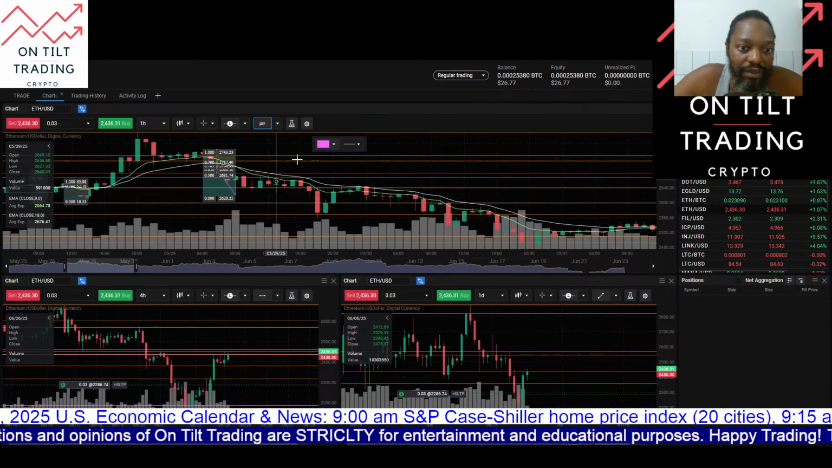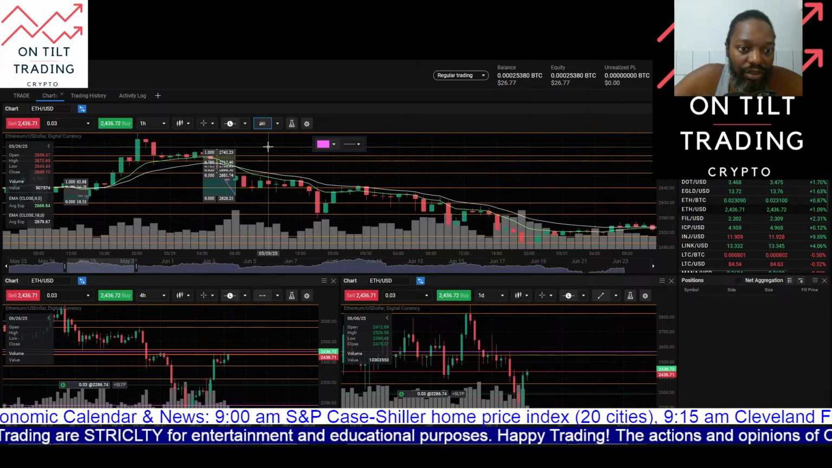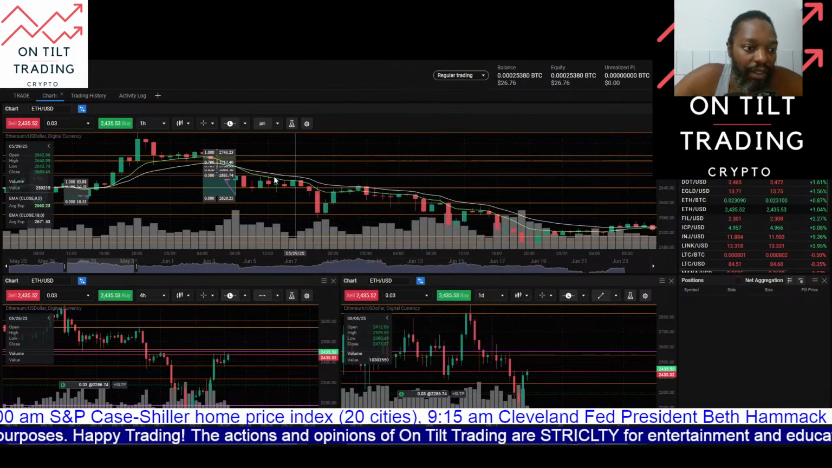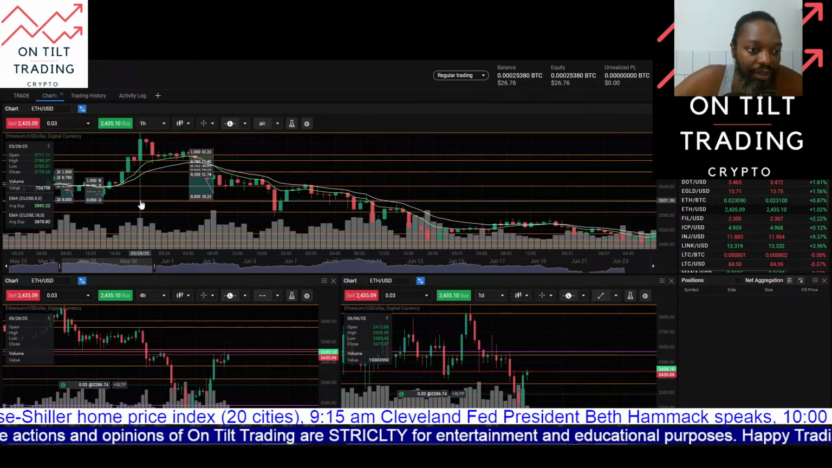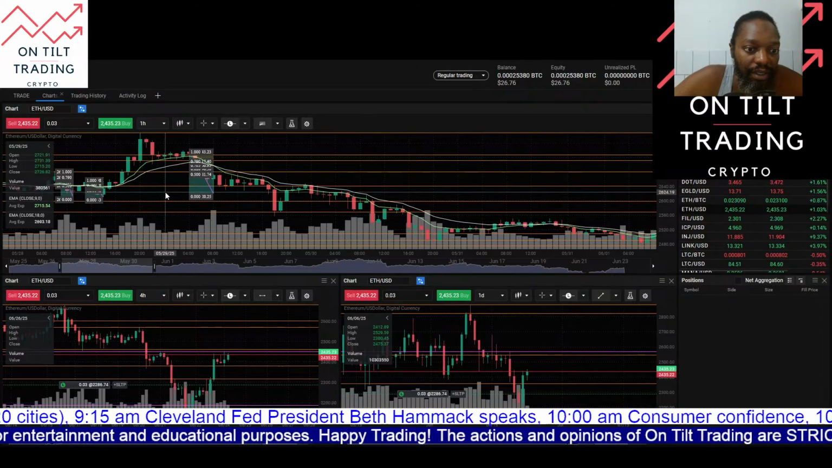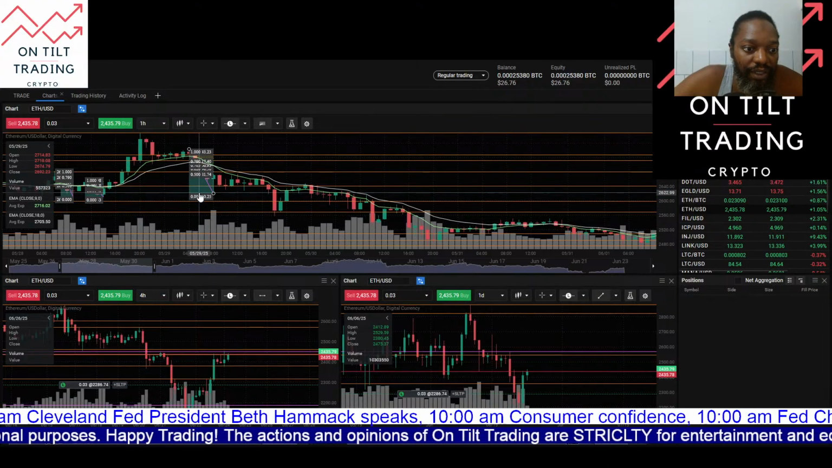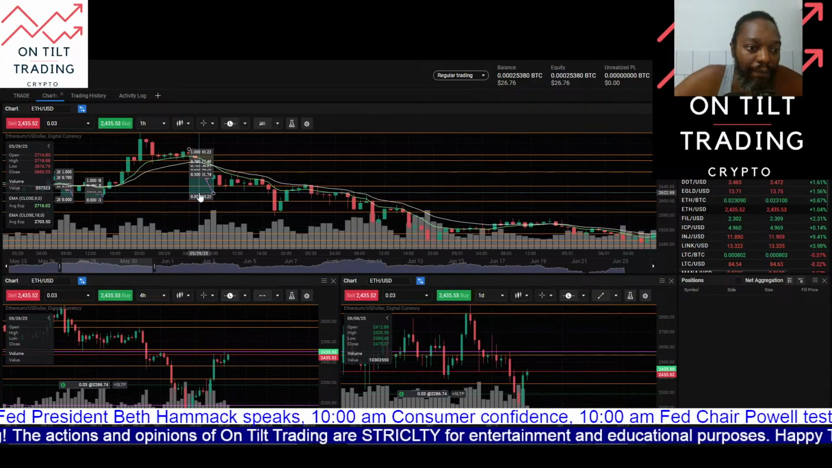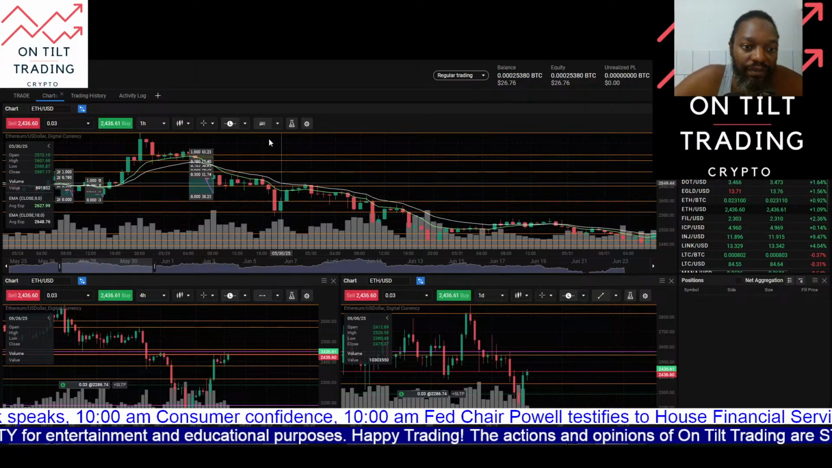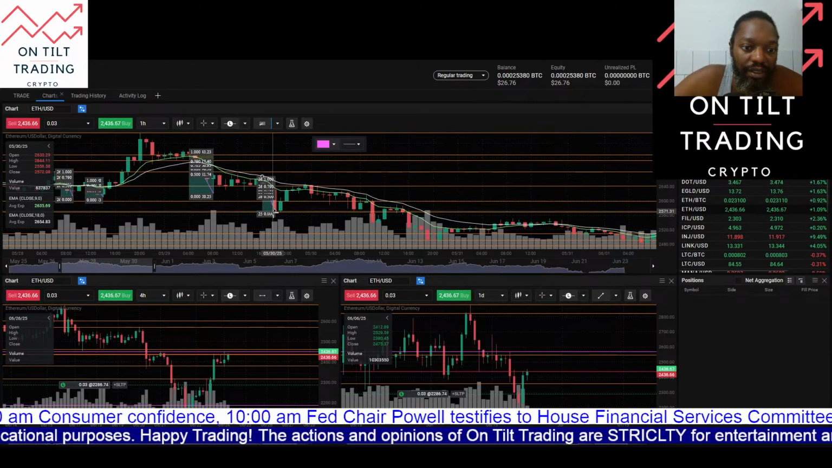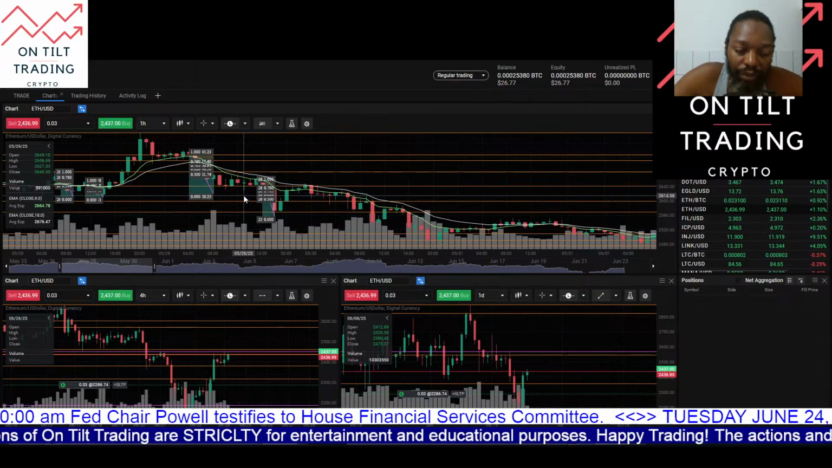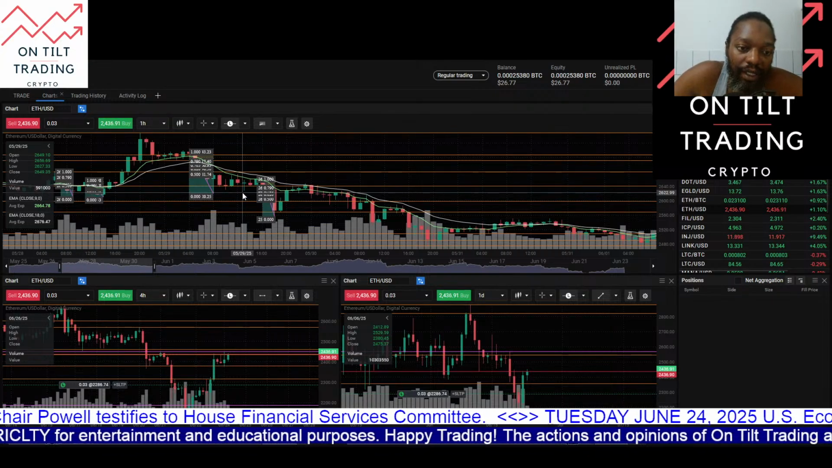So looking at market structure here, this here would be the strong low. This would be the weak high here. So taking this trade on the moving average crossover, and then taking this trade on a market structure shift here. So here on the market structure shift. Now on the market structure shift, and also on the break of structure, I want to use the Fibonacci levels for an entry.